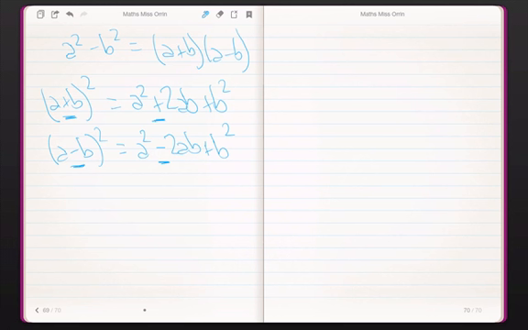So hopefully this is just a recap of your expanding and factorizing. If you can't remember, I would suggest you go back and look at all the theory sheets I gave you on it. And if you can't remember them, or if you've lost them, which is highly likely, come see me and I can print some off for you again. Okay?